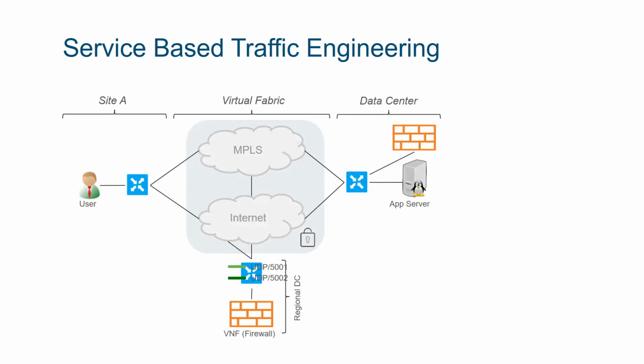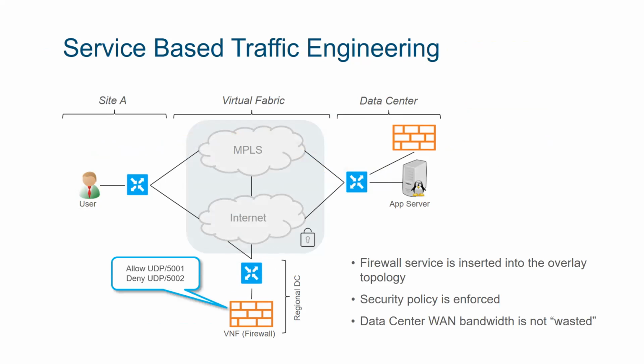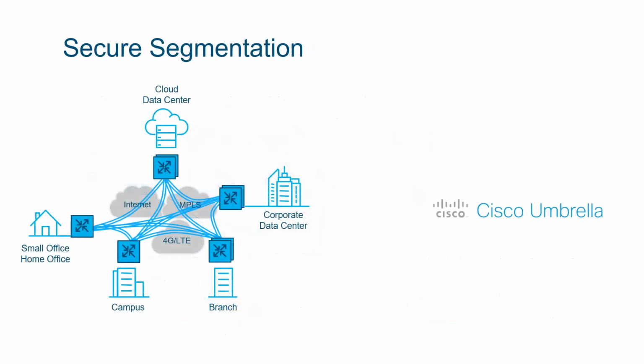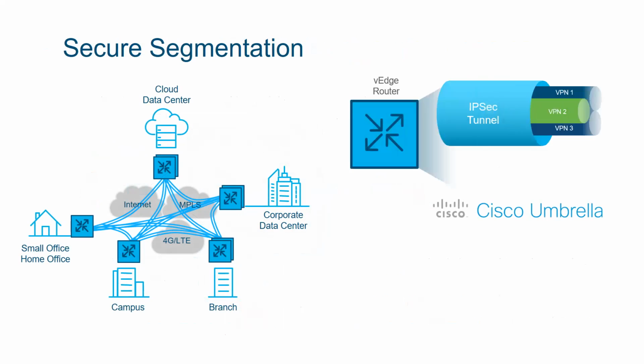So if we go to here, it will check all the service insertion into the overlay topology, security, policy enforcement, and data center WAN bandwidth is not wasted. These are a few advantages we are getting for the network here. Secure segmentation, again using Cisco Umbrella, is a very good use case for the network here.